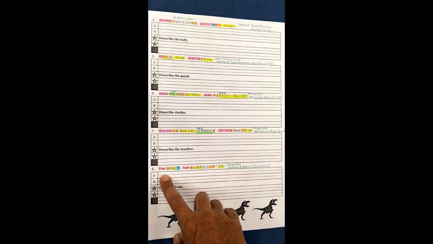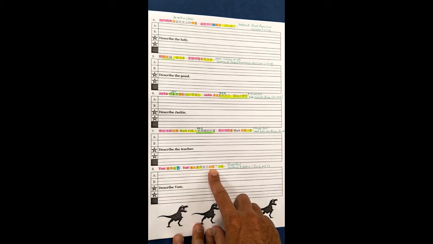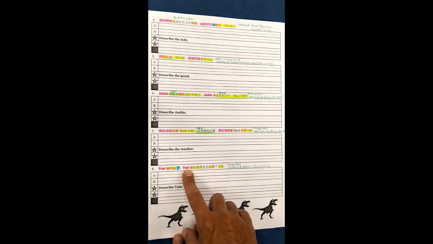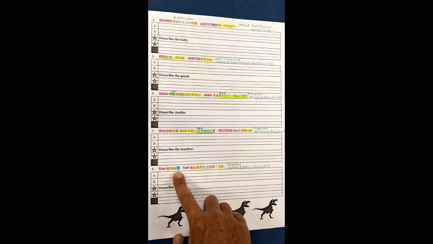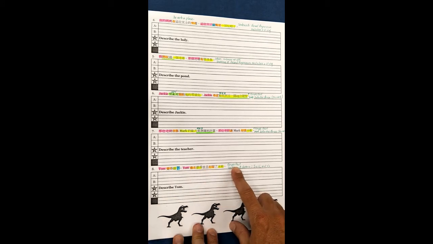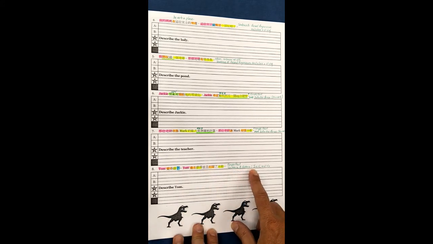Number 8, orange for the verb. Pink for the subject. Yellow for the object. This tells us the verb tense, that is simple past. This sentence, one subject, two verbs. Sentence B pattern, one subject, subject plus verb 1 and verb 2.